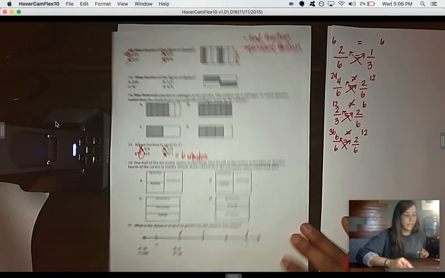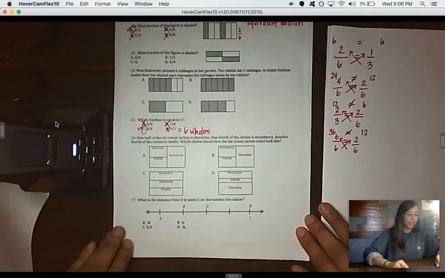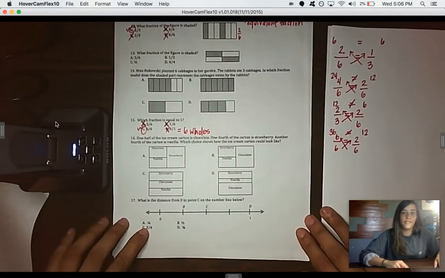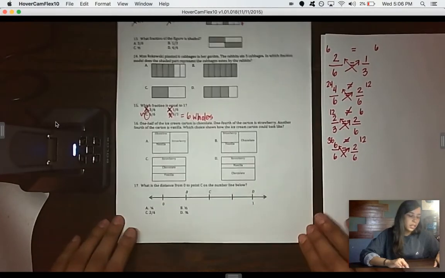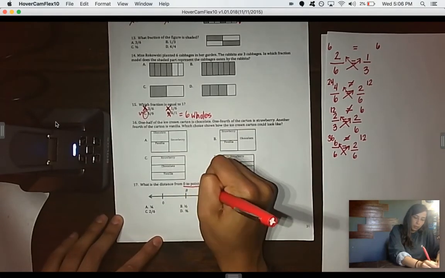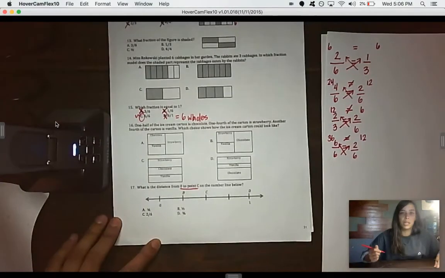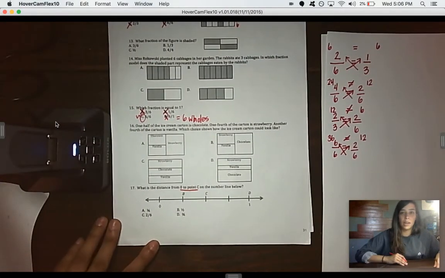The last one I'm going to do with you today is number 17. Remember, the expectations are that you are finishing the entire page, even though we're only discussing a few of the problems today together. 17 says, what is the distance from 0 to point C on the number line below? The first thing I'm going to do is find point C on the number line below and mark a star on it. If you didn't, pause the video, find point C, and put a star or a dot.